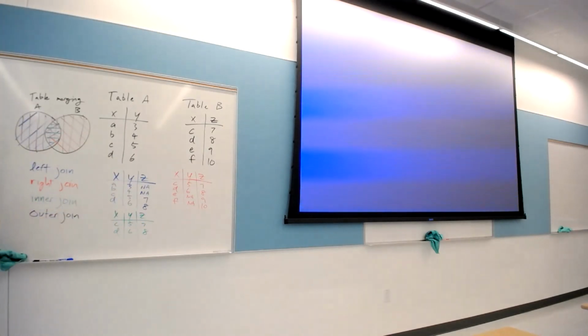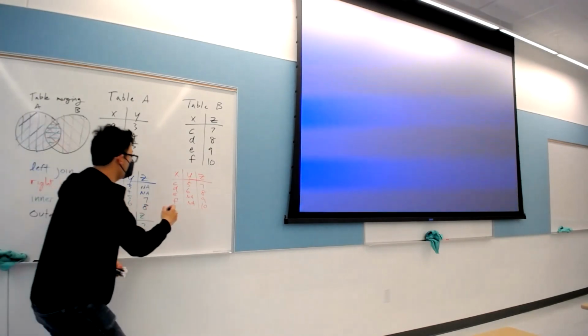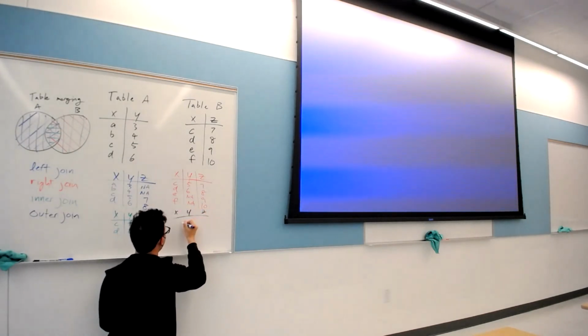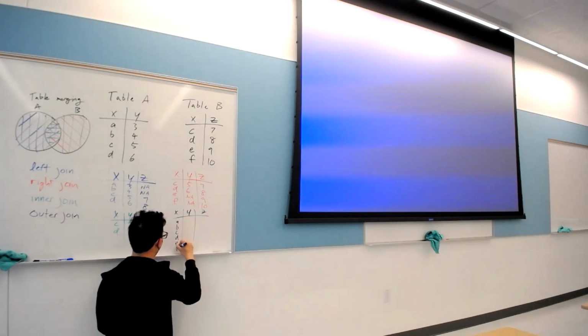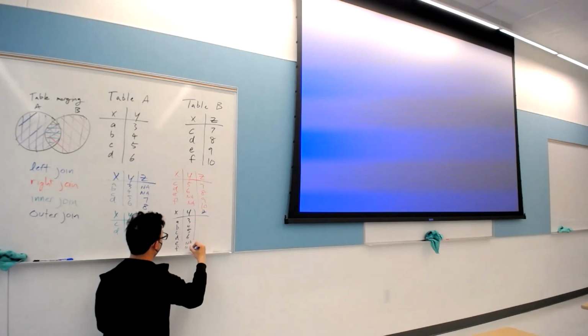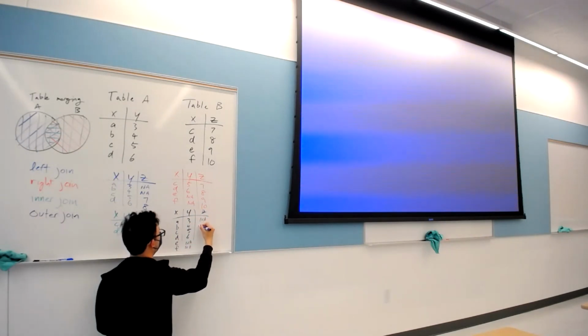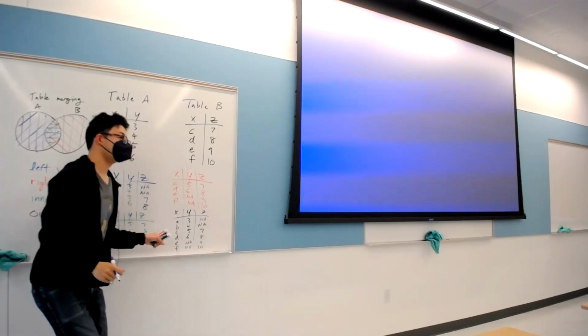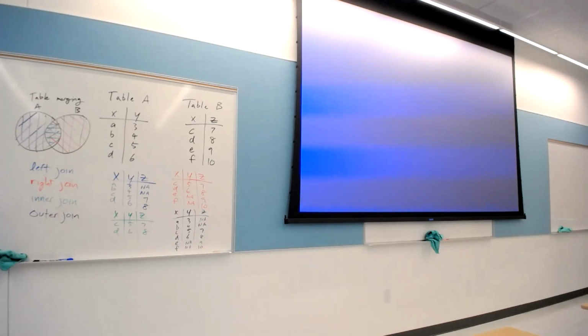Which leaves my last one, which will contain everything. Okay, so X, Y, Z, A, B, C, D, E, F. So here's going to be 3, 4, 5, 6, NA, NA, like this. Okay. Hopefully everyone can see that.